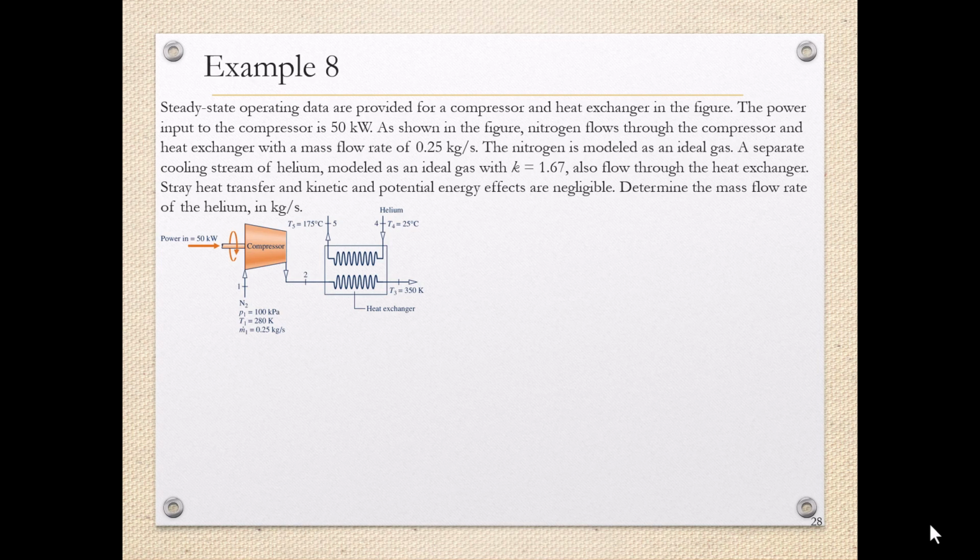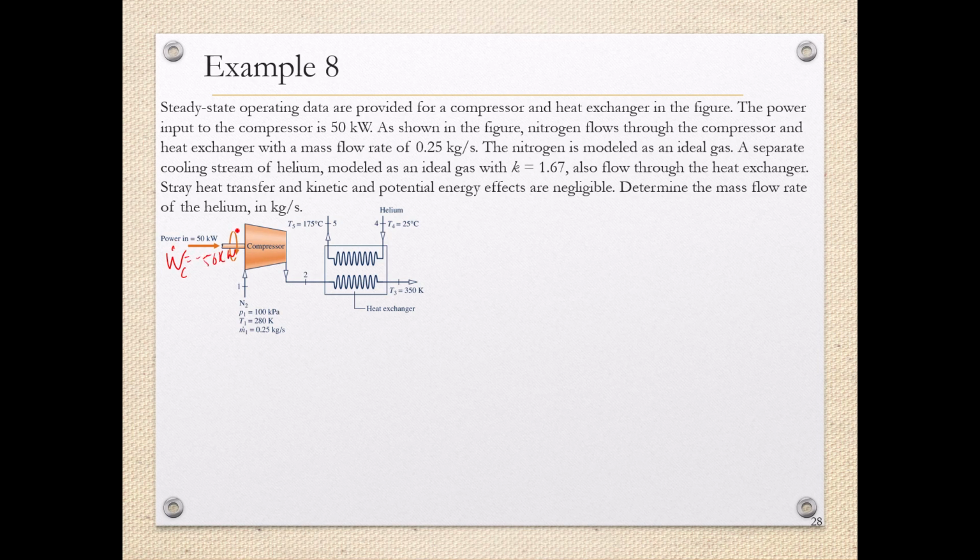This is Chapter 4, Example 8. Steady state operating data are provided for a compressor and a heat exchanger in the figure below. The power input to the compressor is 50 kilowatts. So remember, when power is in, that's actually negative, right? So this is power from our compressor, and that's going to be the negative 50.